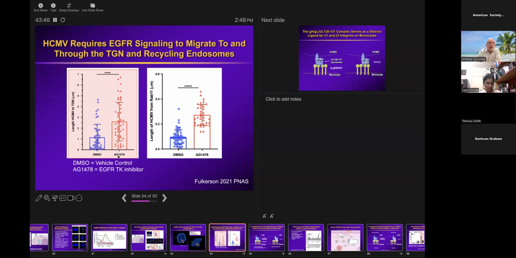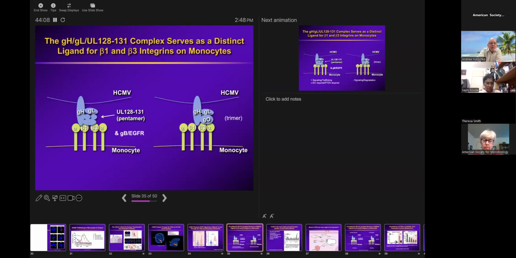And if you block the signaling, if you block the integrin signaling, you do not find the virus at all localized to the trans-Golgi. And as a net result, it's not in recycling endosomes. And as a net result of that, the virus cannot make its way to the nucleus, and thus it becomes a dead virus, meaning that this really is an important facet.